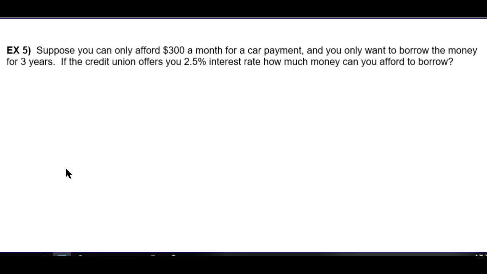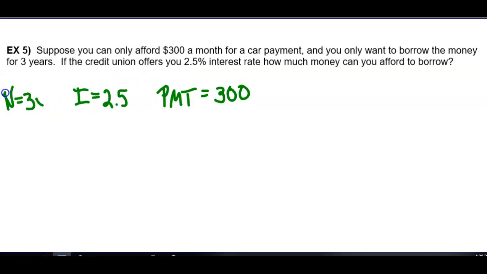This is a great question. This says, suppose you know, this is example 5, suppose you know you can only afford a $300 a month loan for a car payment. So your payment, say I can afford $300 a month. And somehow you got the credit union to quote you an interest rate of 2.5%, which is really low. And you want to pay it off before you leave for college or something. So you do 3 times 12 or 36 payments.